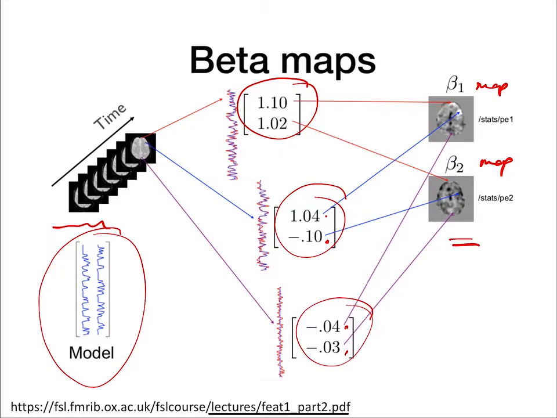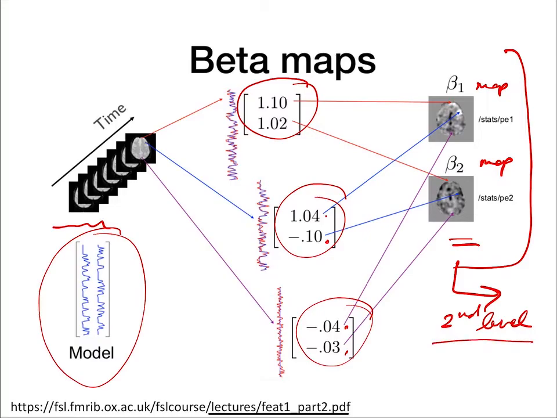And then these beta maps are typically what goes to the next order of analysis, or the second level analysis. Okay, which we're not going to talk about until a few weeks later in the course, and that's where the group analysis is.